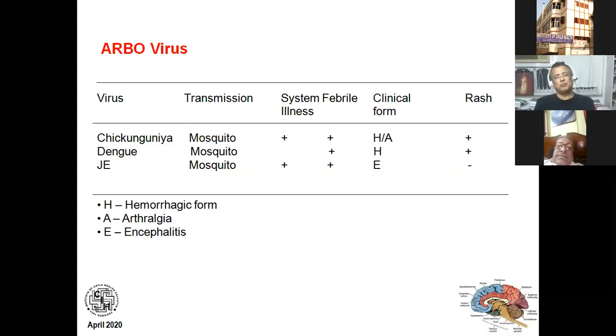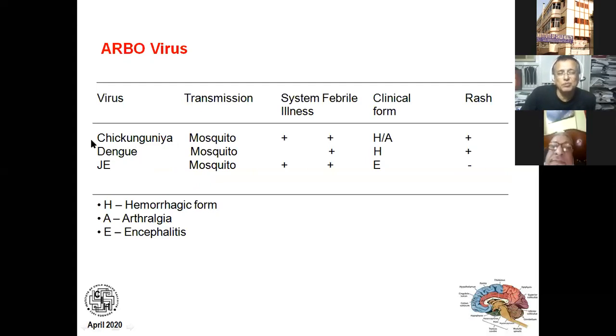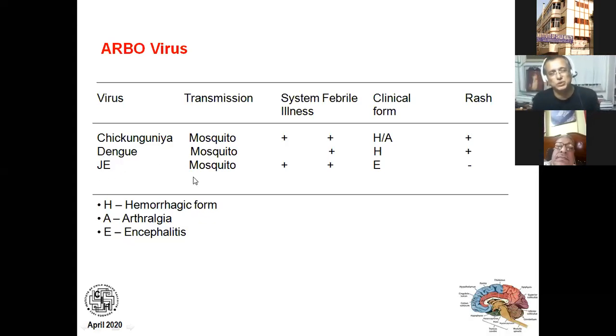The three most common arboviruses which we come across in our country are chikungunya, which is an alphavirus transmitted by the Aedes mosquito; dengue, which is a flavivirus, also transmitted by the Aedes mosquito; and Japanese encephalitis, which is also a flavivirus, transmitted by the Culex mosquito.